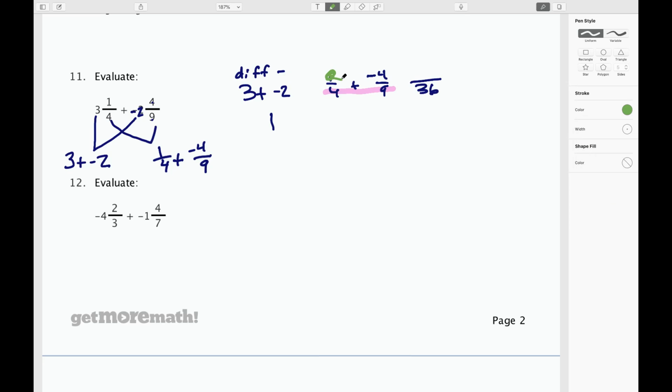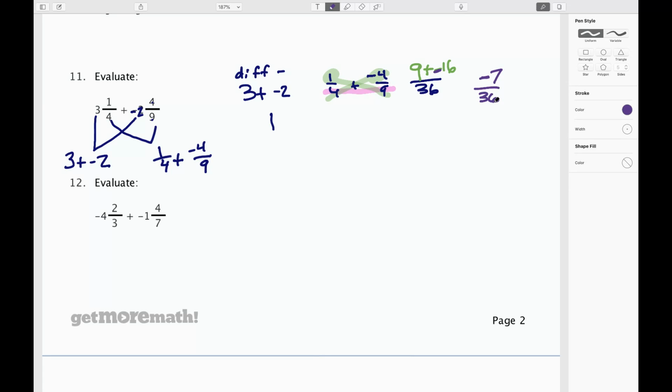Start with this 1. That is not what I meant to do. Switch out. Okay, so we're going to start with this 1 and multiply, so that's going to be 9. And then I'm going to start with that -4 and multiply, and that's going to be -16, so plus a -16. Okay, so now we do the math. 9 plus a -16. Again, different signs, so we're going to subtract. 16 minus 9 is 7. I had more negatives, so it's going to be -7/36.